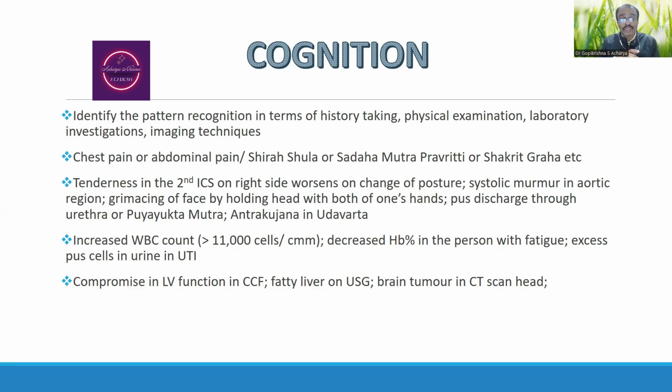First, discharge through the urethra, or Puya Yukta Mutra. In the sense, the person may be having Pitta dominance, and we can predict Mutravaha Srota affliction. Antra Kujana. In case of Udavarta, there may be a possibility of Purushavaha Srota affliction, or Annavaha Srota affliction can be predicted.